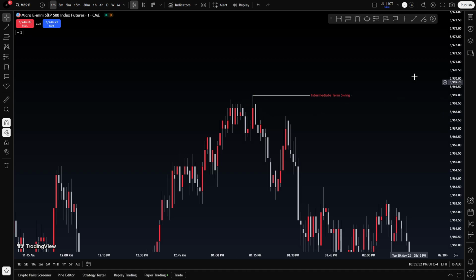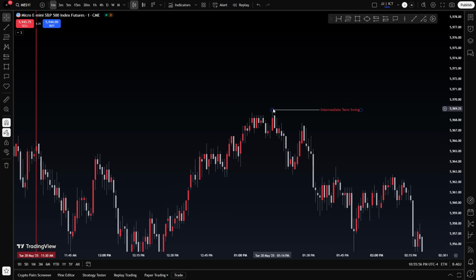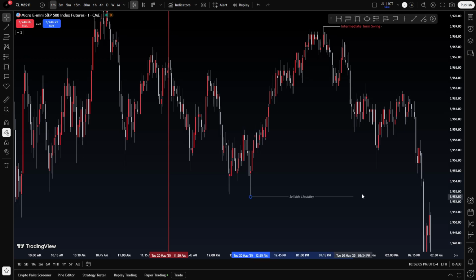So what does that indicate? That price is not going to come up to this level because it's an intermediate term swing. It'll come up to it later, but definitely not now. Okay, so what can we expect price to do? Go lower. Where can we go lower to? Right there. Wow. Very nice, isn't it?